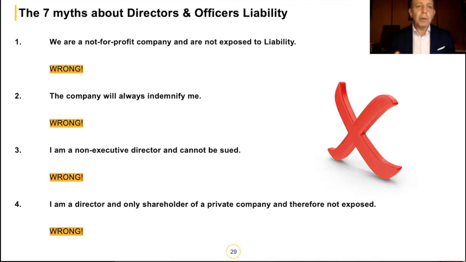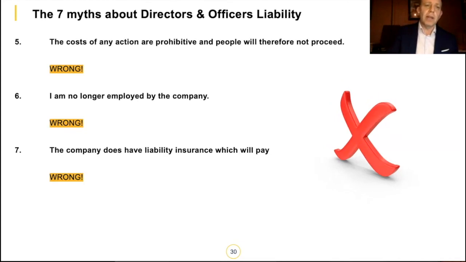The company will always indemnify me or hold me harmless. That is also incorrect. I'm a non-executive director, in other words, I'm not an employee of the company, so I can't be sued. That is obviously incorrect. I'm a director and only shareholder of a private company and not exposed. Not correct, because other stakeholders, other than shareholders, could be creditors, could be SARS, could be employees, could be the local community. They can still have a go at you, even though you're the business owner and the only director of the company.